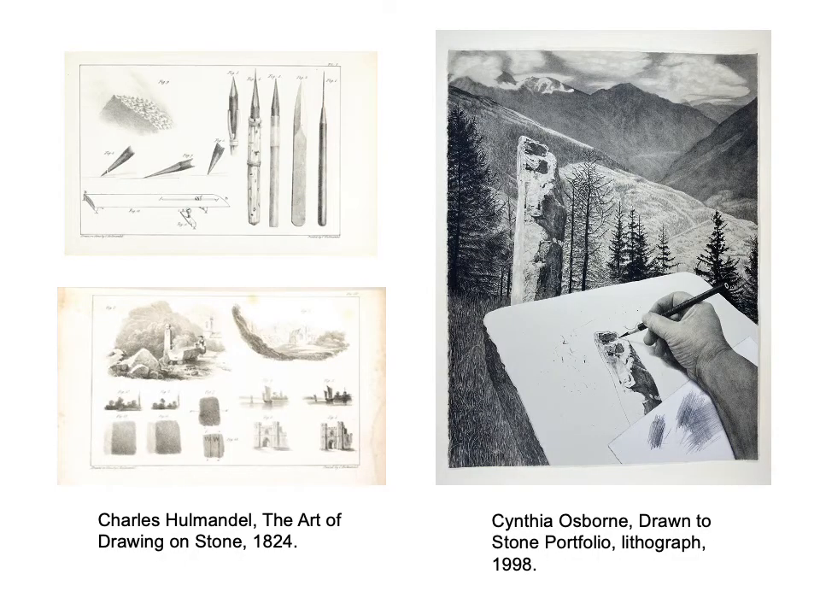In lithography, the artist draws the image on a fine limestone with a grease pencil, and after being processed, the stone can be dampened with a sponge, inked, and printed. The historic image on the left shows several different grease pencils and their holders. On the right, Cynthia Osborne, a contemporary artist, shows her drawing methods.